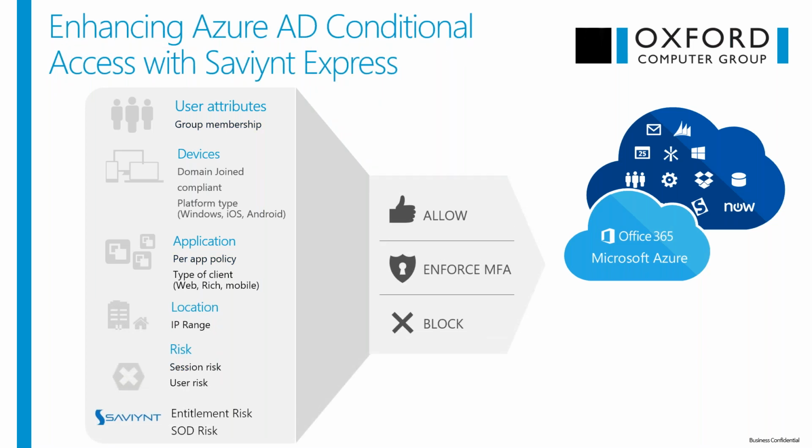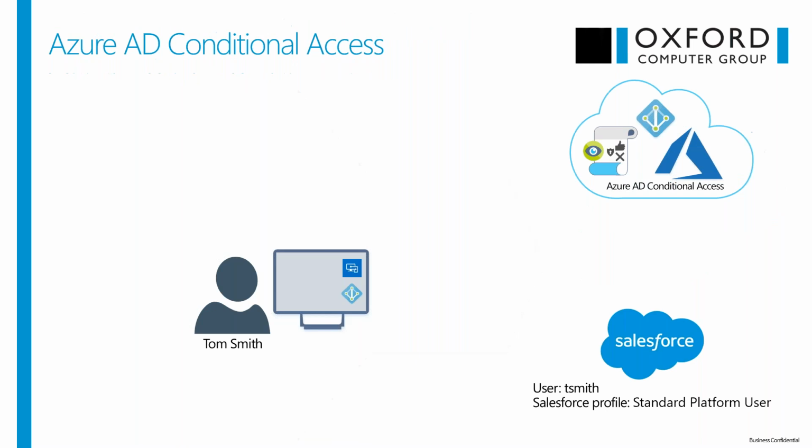So what if we could enhance this platform to include entitlement risks or segregation of duty risks? So we have Saviynt, we know it's going to track risk items for us within entitlements or segregation of duties. And so we can actually plug that in. And I just want to run through a quick use case of how that would work within conditional access.